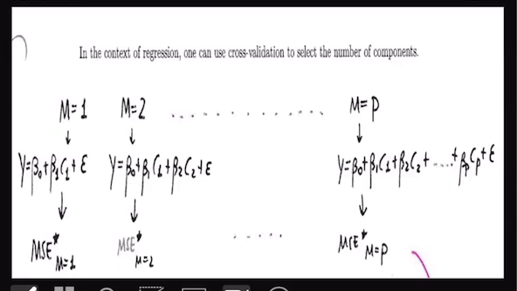Whether in principal component regression or in partial least squares, you can use cross validation to know how many principal components you need in your regression model. Do I need one? Do I need two? Up to, do I need all of them? That is when we compute a mean square error, but it is going to be the mean square error for the test, because you split your data. Does that make sense?